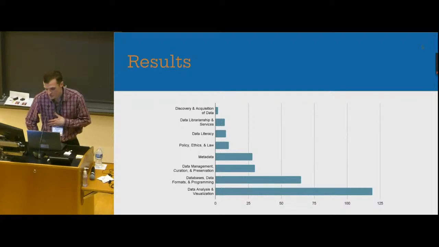And so these are the results that we ended up with. As you can see, data analysis and visualization courses by far were the most common types of courses, followed by databases, data formats, and programming. What those boil down to are courses that specifically taught things like Tableau or Python, SQL, things like that. And you will see, very far back, discovery and acquisition of data and data librarianship and services.